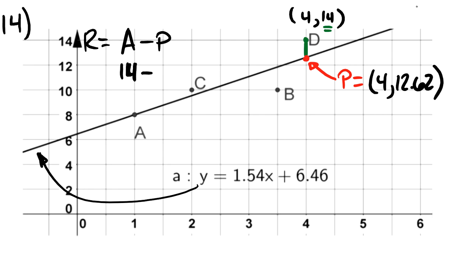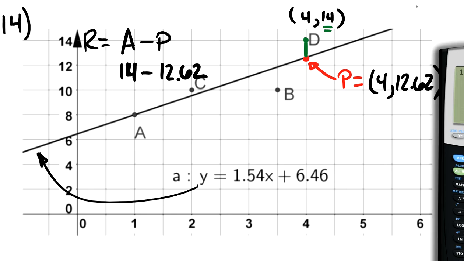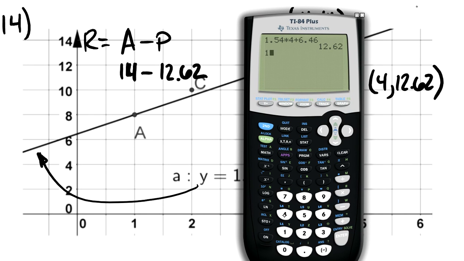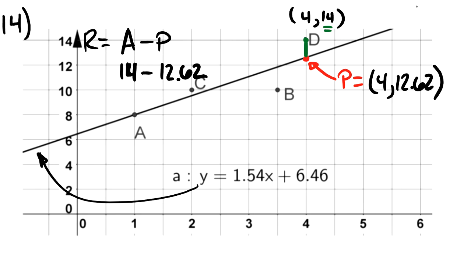So this residual is 14 minus 12.62. In order to calculate the residual, I'm just going to go 14 minus 12.62, and I get an answer of 1.38. So the residual R is 1.38, and this is the residual for point D. Every single one of these points has a different residual. By the way, it looks like A doesn't have a residual at all, but the residual for point D is 1.38.